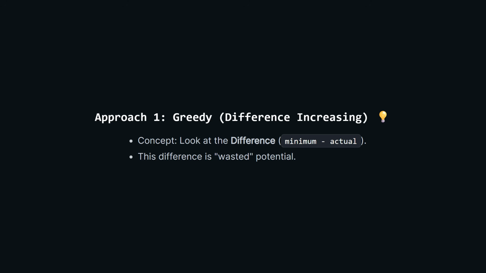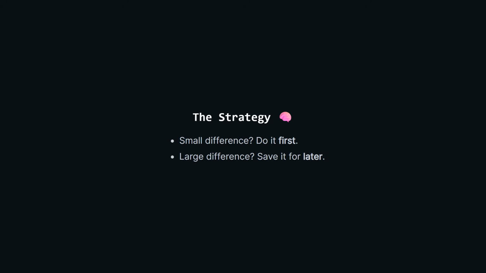Let's dive into our first approach, which uses a greedy strategy based on increasing differences. The core idea here is to look at the gap between the minimum required energy and the actual cost. Think of this difference as wasted potential, or a quota we can lend to other tasks. The strategy is to tackle the tasks with the smallest differences first. By doing this, we save the tasks with massive gaps between their requirement and their cost for later. This effectively allocates our energy budget to the tasks that need it the absolute most right up front.